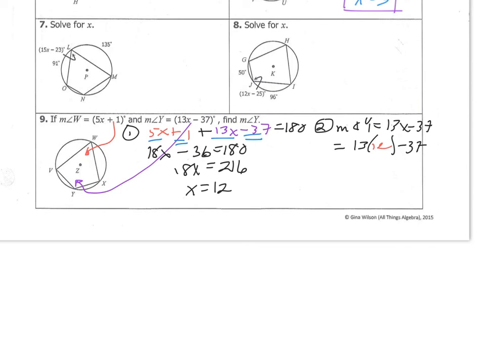So then 13 times 12 is 156 minus 37. So the measure of angle Y is what? 119.